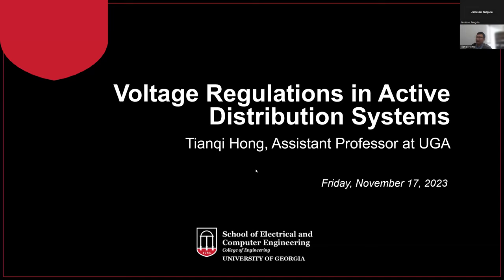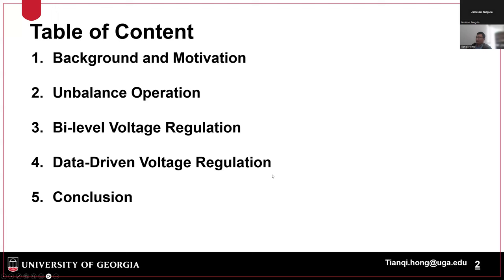The topic of today's presentation is voltage regulation in active distribution systems. This is the outline of today's presentation. First, I will talk about some background and motivation, and I will introduce three operations for voltage regulation in active distribution systems. They are unbalanced operation, bi-level voltage regulation, and data-driven voltage regulation. After that, I will give a conclusion and share my insight on the voltage regulation topics.